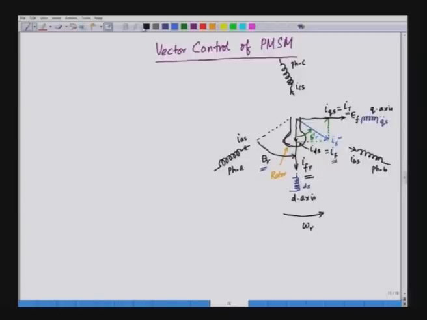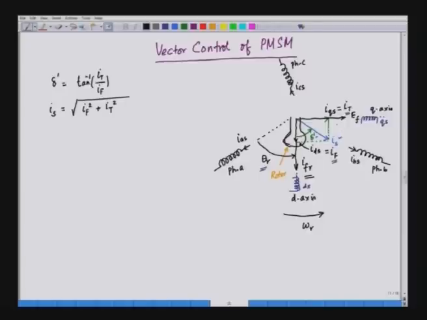So, how do we calculate delta prime? Delta prime is calculated once we know what is I t and what is I f. We can calculate delta prime as tan inverse of I t by I f, that is the delta prime, and we also need the magnitude of I s. I s is a stator current which has two components, I f and I t, and they are orthogonal components. So, as per the Pythagoras theorem, I s equals square root of I f square plus I t square.